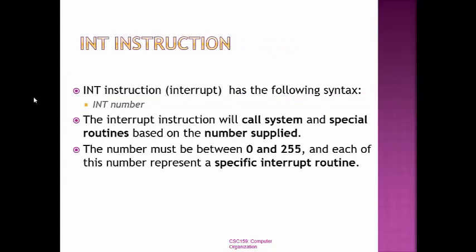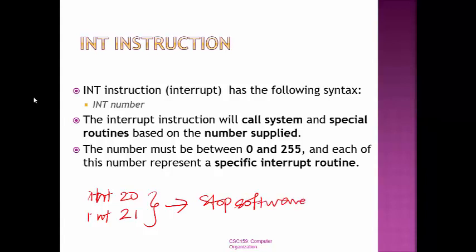So INT instruction, this is the interrupt instruction. For the interrupt instruction, we have a number between 0 to 255. Each number will represent a specific interrupt routine. But basically, for software interrupts, we use INT 20 and INT 21. Both interrupt instructions are used to stop the software, or the software instruction inside the EMU software. So we use INT 20 and INT 21. We have 256 interrupt numbers.